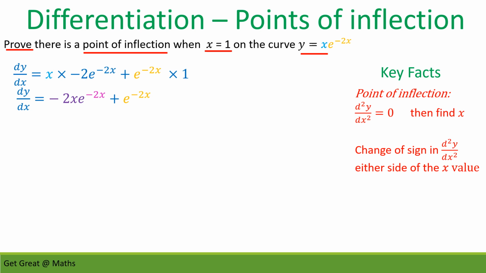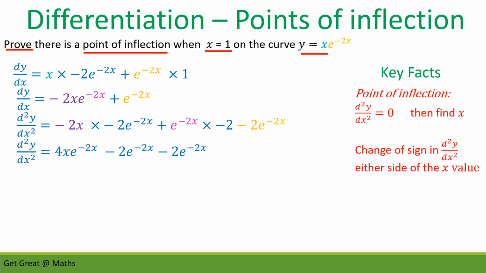So differentiating the first term using the product rule again, I've got the first term, which is minus 2x, which is in purple, times by the differential of the e to the minus 2x, which is minus 2 e to the minus 2x, plus the second, which is e to the minus 2x, times the differential of minus 2x, which is just minus 2. I then have to multiply by the differential of e to the minus 2x, which is minus 2 e to the minus 2x.